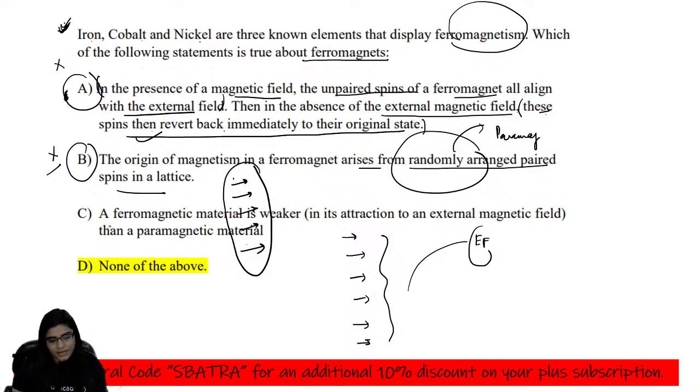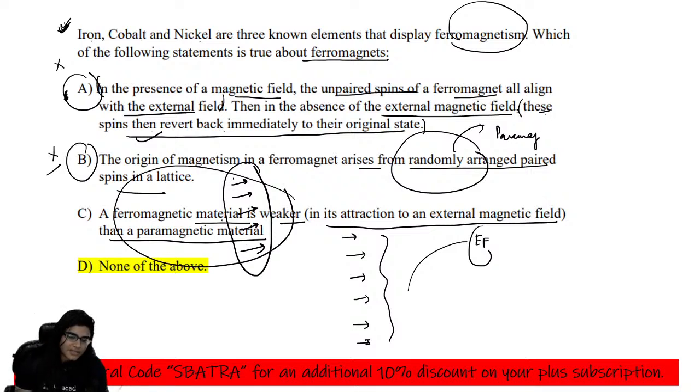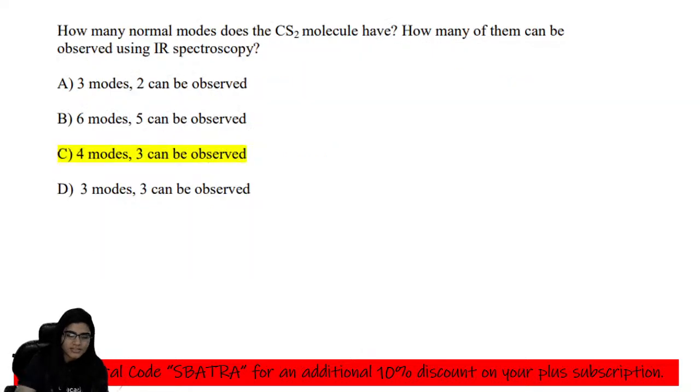Let's go to the third one. A ferromagnetic material is weaker in its attraction to an external magnetic field than a paramagnetic material. No, ferromagnetic material is stronger than paramagnetic material. Is it clear everybody that option C is also incorrect? So the correct answer would be option D. I hope you're getting the point how option D is the correct answer and why A, B, C are incorrect options. Great. Let's move on to the next question.